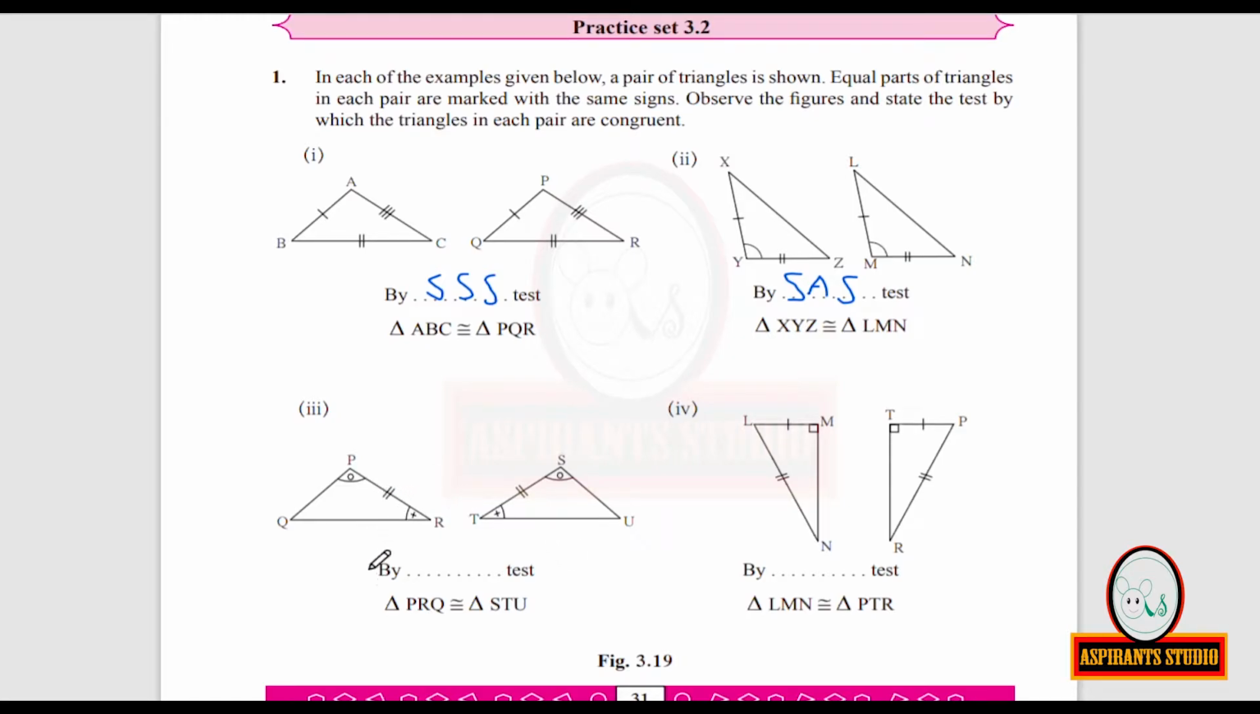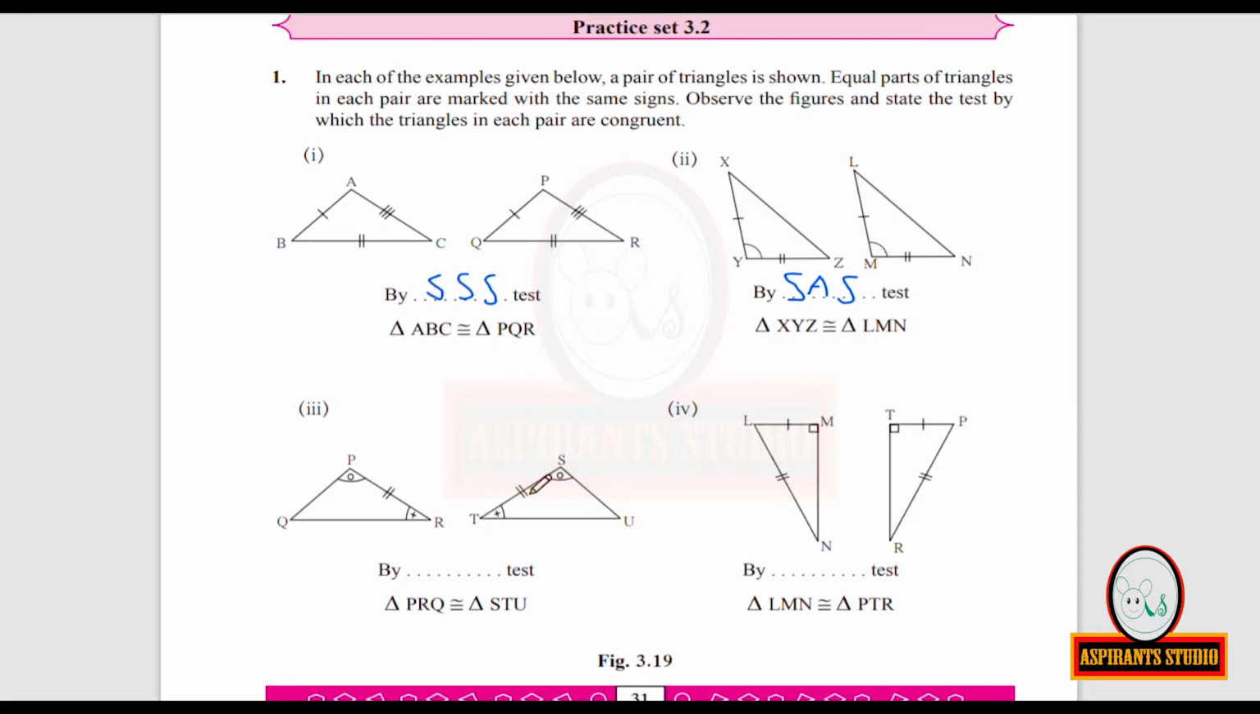You can see in triangle PQR, angle P is congruent to angle S, angle R is congruent to angle T because equal markings are given there, and PR is the included side between the two angles, and TS is the side which is included between the two angles in the second triangle.